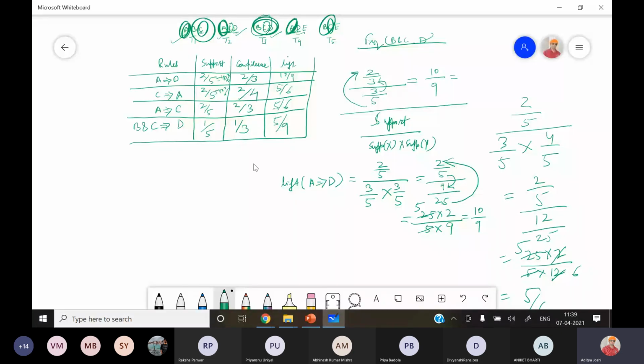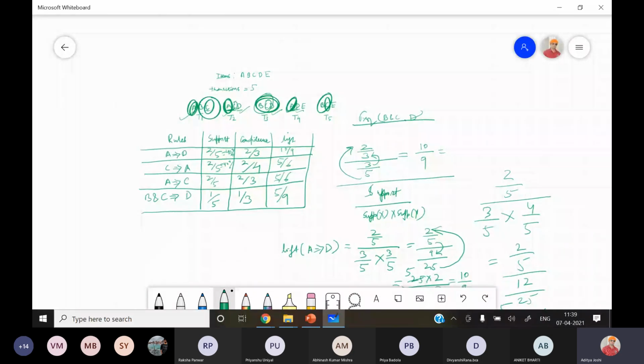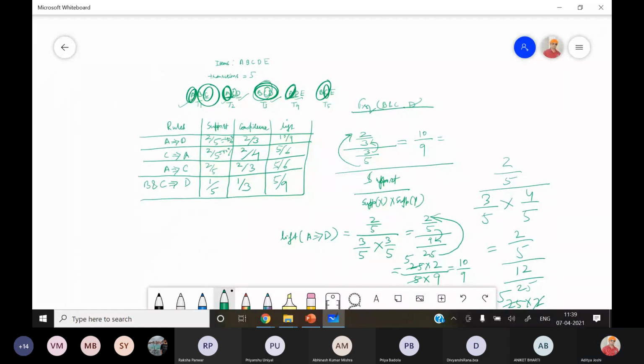So in the examination, these things are given: items are given, that is A, B, C, D, E. Transactions are given. Rules are given. Maybe the rules are changed, so you have to calculate support, confidence and lift according to these rules. It is not that the same question will come; rules can change. The remaining question will be like this: they will give you items and transactions, that is ABC, ACD, BCD, ADE and BCE. There can be more transactions too.